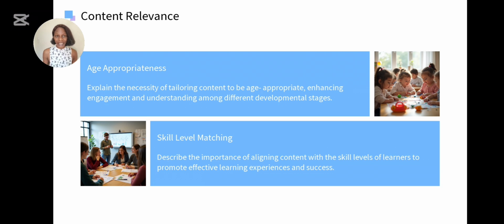Okay, then the content relevance. This is also important, so you have to make sure that it is age appropriate. For instance, if you're going to teach young learners, you have to have materials that are age appropriate. You don't go to teach a young learner with a PDF. No, you go with a flashcard. They should be colorful, these things.